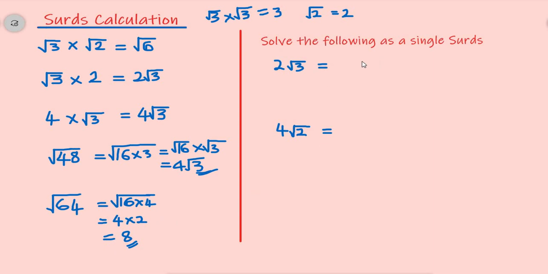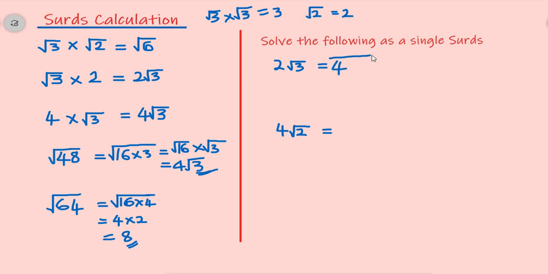Now solve the following as a single surd. That is, you must make your answer a single surd, not this. Now 2 root 3, how can you turn this to a single surd? It's very simple. Remember that this 2 was transformed from a perfect square. So you are going to change it back. The perfect square that gives us this 2 is 4.